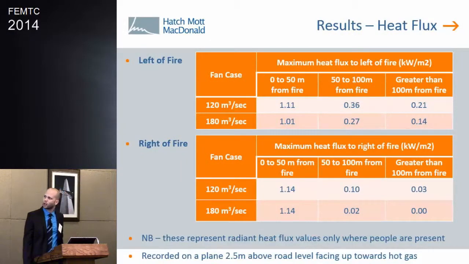We did a look at the heat flux again, looked at the output from FDS, and I should point out that this is heat flux in only areas where people are present. Obviously what's going on in the fire is something else, and we're working on the assumption that no one's actually walking straight into the fire. And we can see that these are all nicely below the 2.5 kilowatts per meter squared.